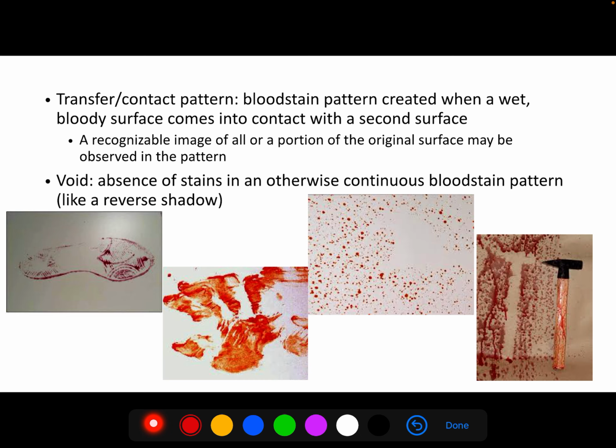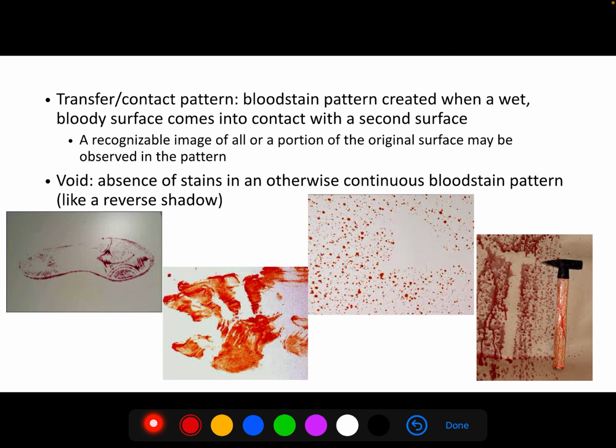So if you look at the two pictures in the bottom left, you can visibly see the shoe outline and the shoe tread in the picture on the left. And then the second image, you can clearly see someone's hand that was left behind after they touched that surface.